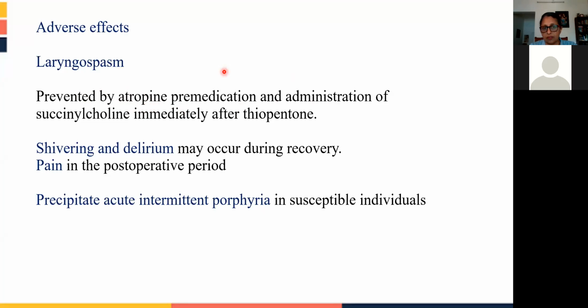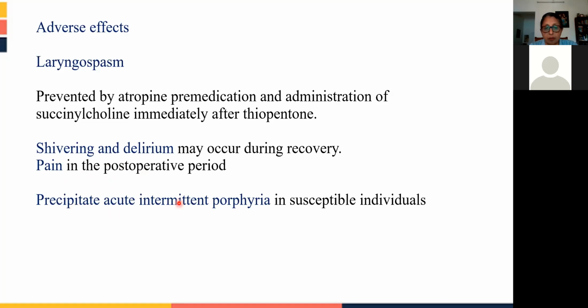Also for endotracheal intubation, during anesthesia we will be putting the endotracheal tube. For that, we have to give a muscle relaxant called succinylcholine. If you pre-medicate with atropine and use succinylcholine, then there won't be any laryngospasm. Some patients may develop shivering and delirium. Pain also can occur in the postoperative period because it is not an analgesic agent.